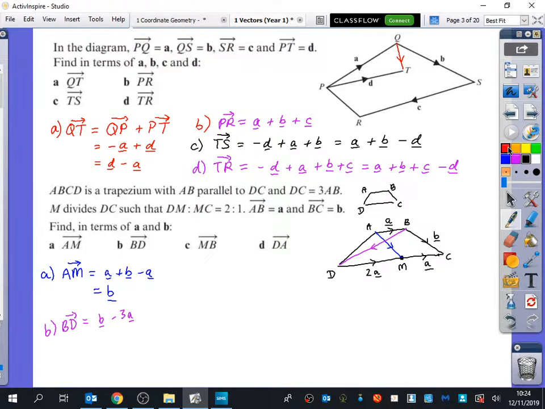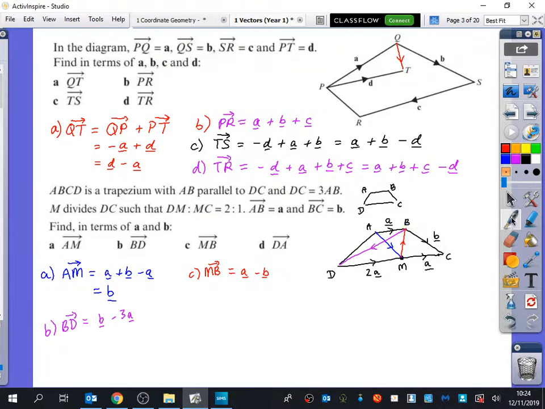Tameen, what did you get for C, which is MB? So MB is A minus B. And if I were to draw that on, it's just that vector, because you're going A minus B.